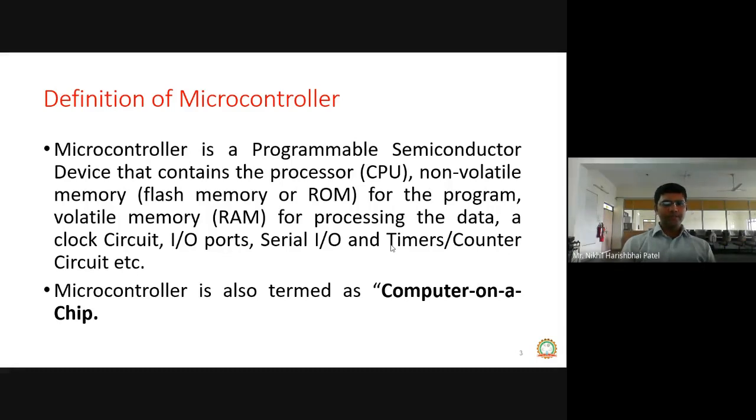Dear students, as we know, the microprocessor has only ALU, timing and control sections, and some registers. But in a microcontroller, all these three things are inside it, as well as memory, RAM, ROM, some I/O ports, some serial I/O ports, some timer circuits, some counter circuits, and some clock circuits inside the chip. That's why it is known as a computer on a chip.